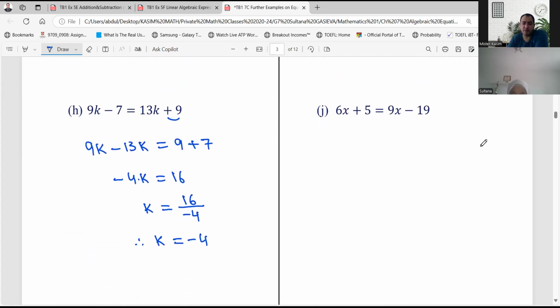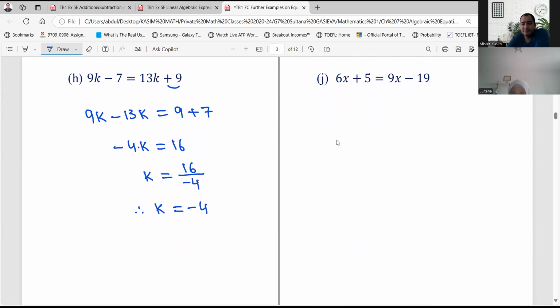Now we need to speed up. Okay, try this a bit faster. Next. 6x plus 9x, minus 9x plus 5.